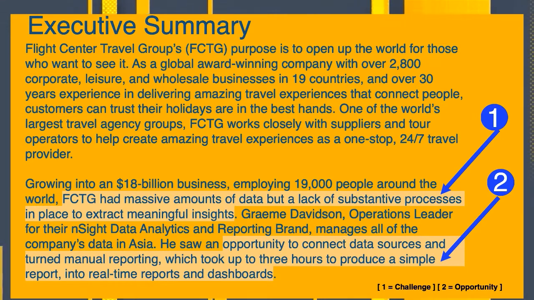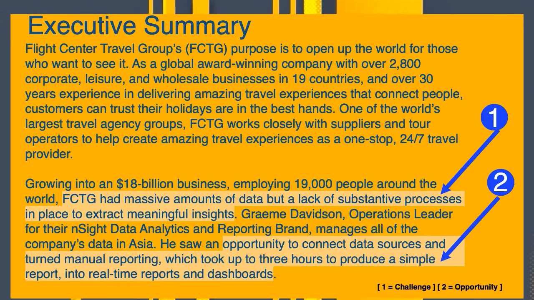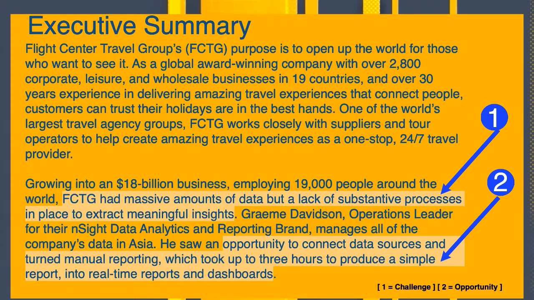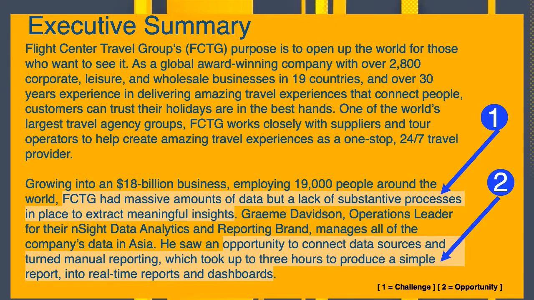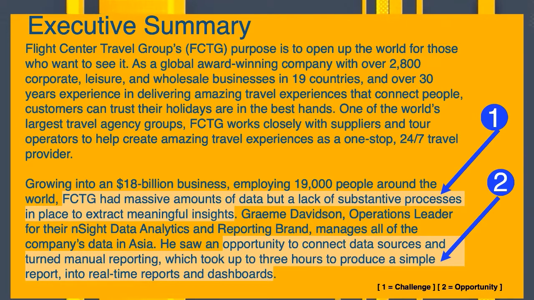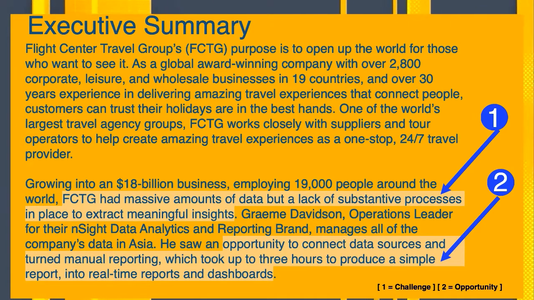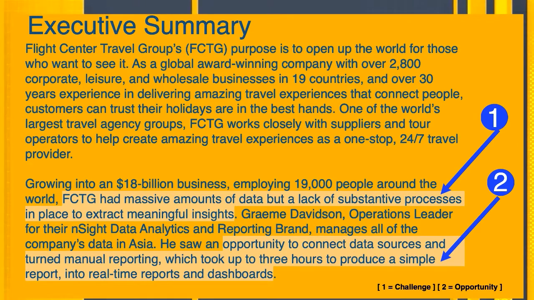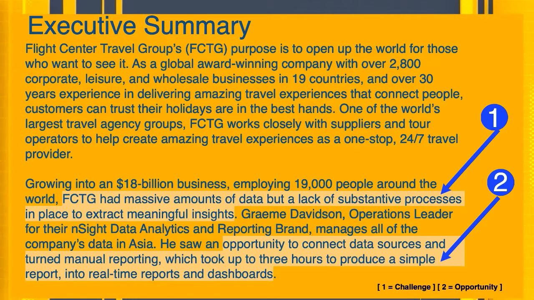Now let's look at this brief summary. Also look at all the data that must be generated by this company. 2,800 corporate, leisure, and wholesale businesses, 19 countries, 30 years experience, 24/7 provider. How much data must that involve? Think about how fast pricing for cruises and airplanes and motels change. This company has to have data that is updating constantly in real time.